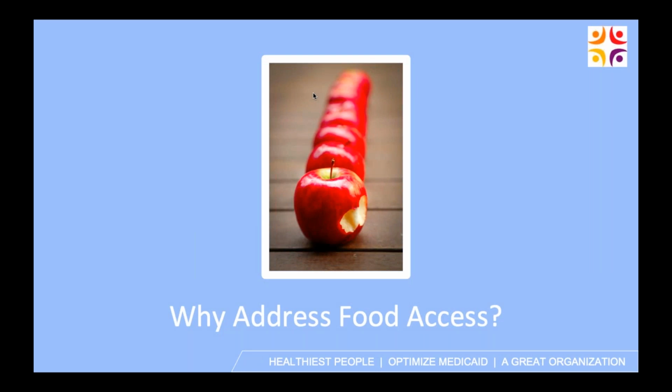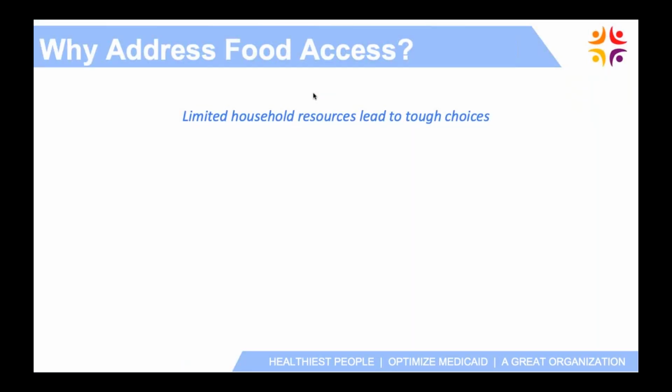So why is it important to address food access? Households with limited resources are often forced to prioritize their needs and make some pretty tough choices. And that can lead to a lot of poor health and economic outcomes. One classic example that you might see is food versus medicine. So you might see a problem where folks are having a hard time both with poor diet and medication adherence, and they're happening in a cyclical kind of cycle.